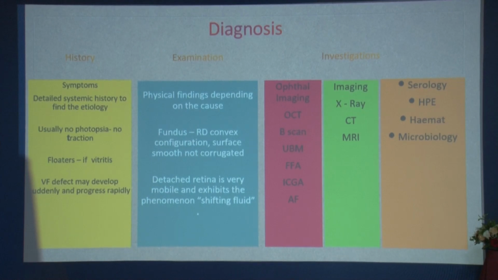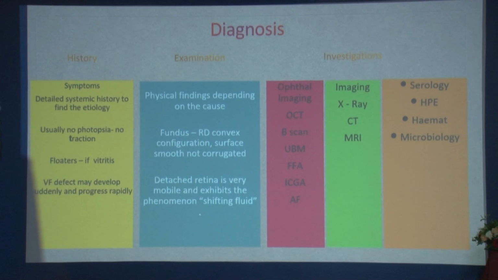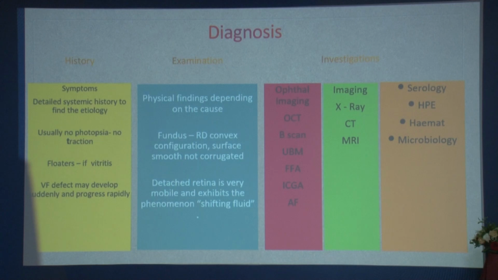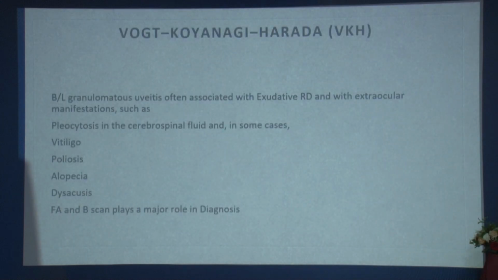A detailed systemic history is very important, and the symptoms are usually floaters if there is vitritis. Otherwise, they may have no symptoms at all except the defective vision. The physical findings will depend on the cause. On fundus differentiation, the RD will have a convex configuration, and unlike the rhegmatogenous RD, it will be smooth and not corrugated, and the detached retina is very mobile. Imaging and investigations will help us case by case, so we will go into the causes.